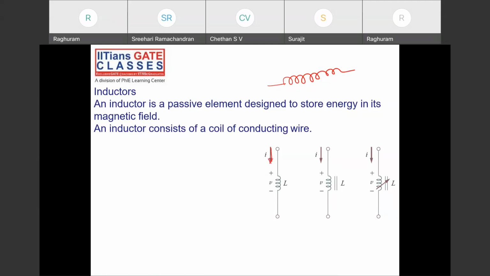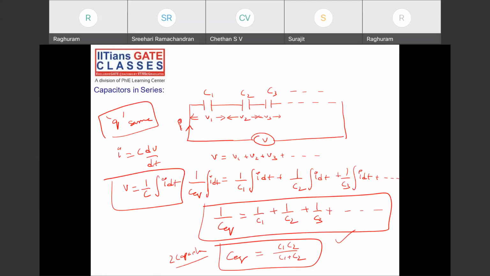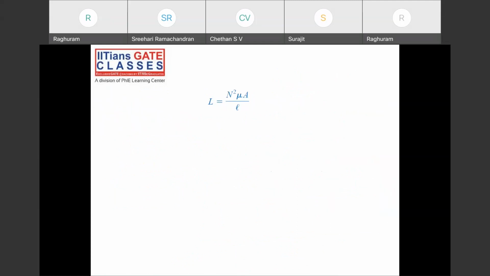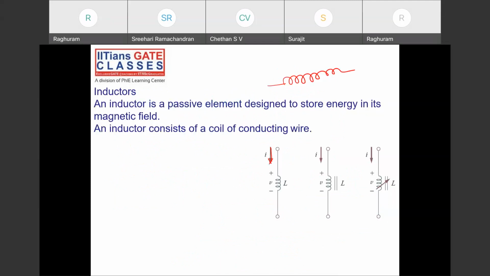The current flowing through the inductor will have some magnetic field around it. Okay, next. So again, psi, or the magnetic flux linkages, is nothing but your flux linkages, which is proportional to the current flowing through it.